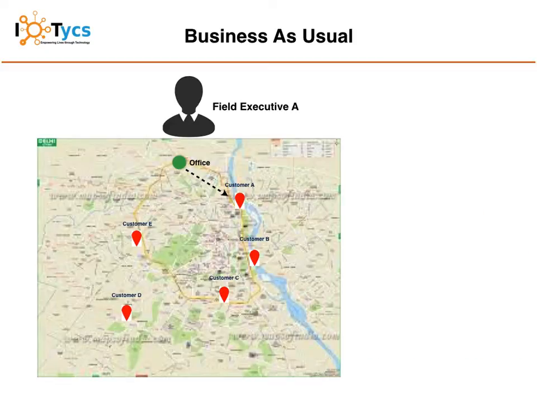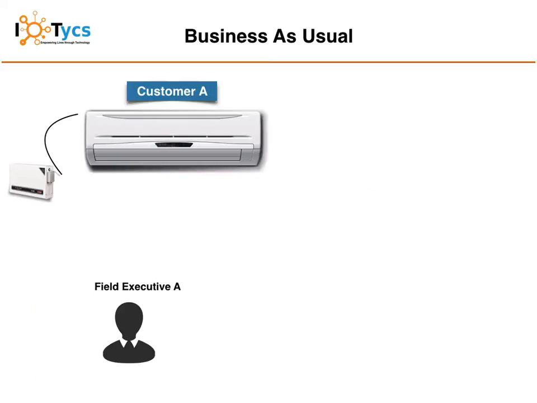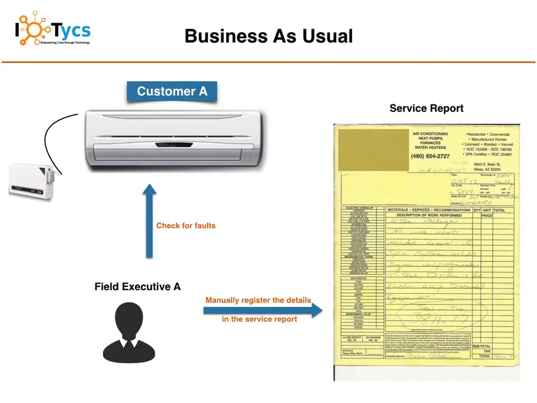Field executive A starts from the office and reaches customer location A. Once he reaches, field executive A checks the AC for any faults or defects, and those details he manually enters into a report named the service report. All those details, such as what kind of defects, what the stabilizer details are, the measurements, the voltage, and the AC details, everything is registered manually in the service report. The same process is followed for both new and existing customers.